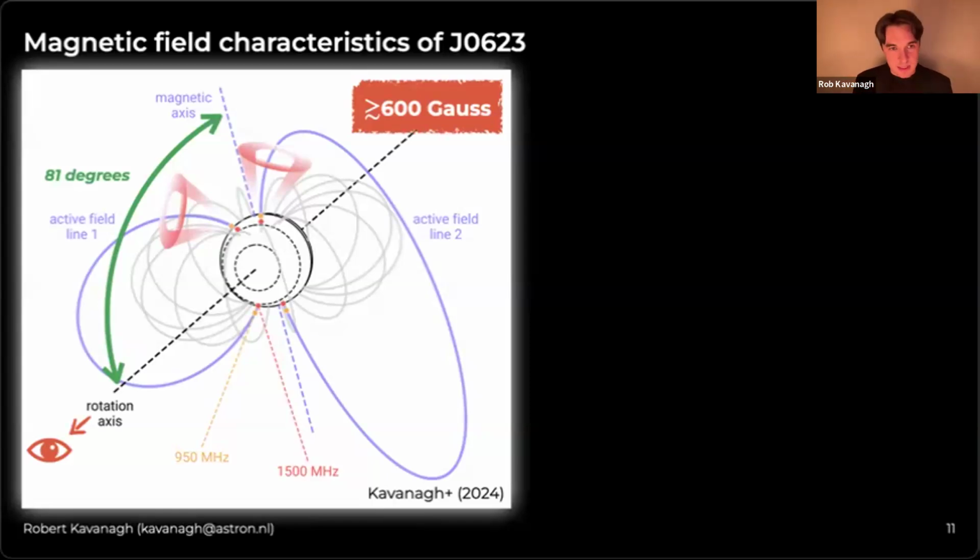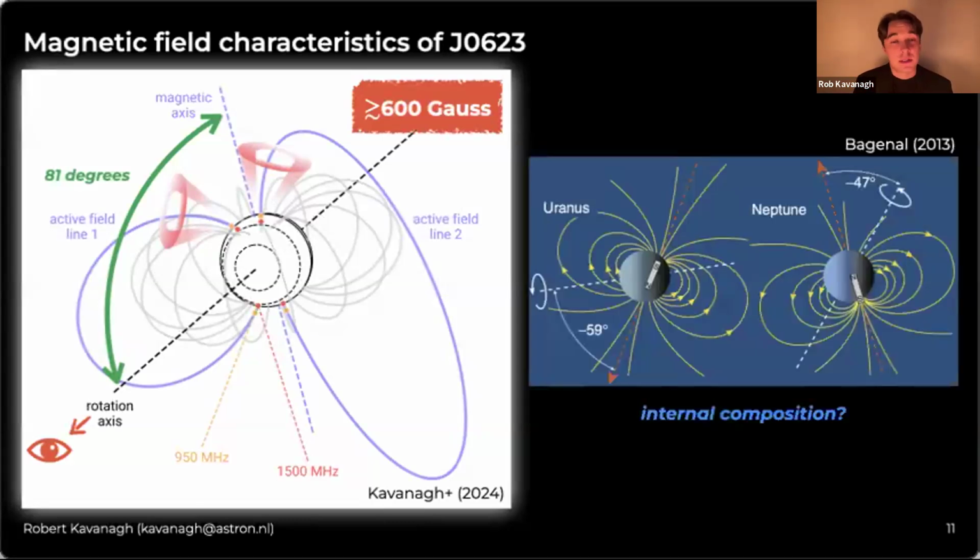So, we can do these kind of characterizations for a wide range of ultra-cool dwarfs with this framework that we built up. And we can maybe say something about the internal composition of these objects. For instance, Uranus and Neptune have very oblique magnetic fields as well. If anybody is familiar with this topic, I'd love to chat more about this. So please get in touch if you have any expertise, because I do not.